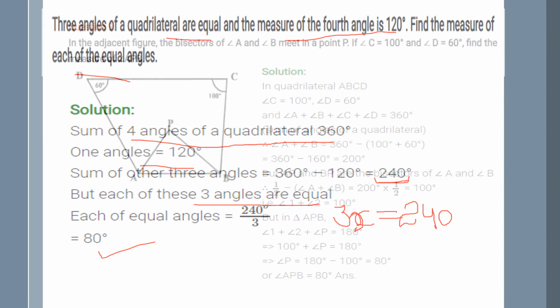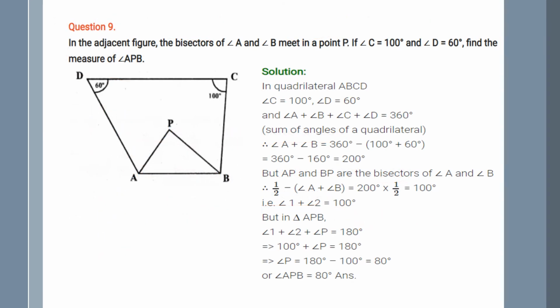Clear? Next, in the adjacent figure, the bisectors of angle A and angle B meet at a point P, and angle C is 100 degrees, D is 60 degrees. Find the measure of angle APB. Bisector of this angle. Bisector means the line which divides the angle into two equal parts. AP is a line which divides this angle into two equal parts, means this equals this. This angle will be equal to this angle. And PB divides this angle into two equal parts. This will be equal to this, right?